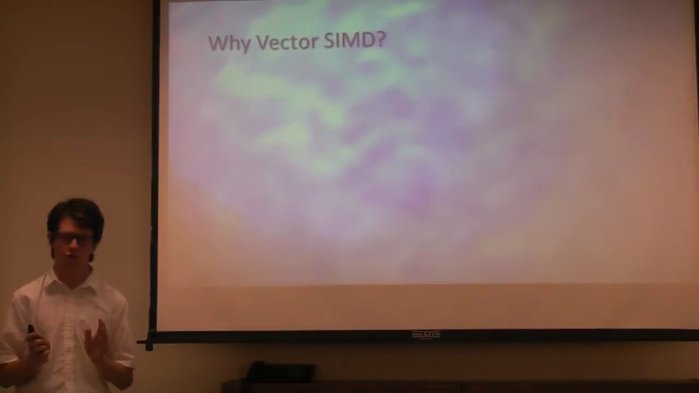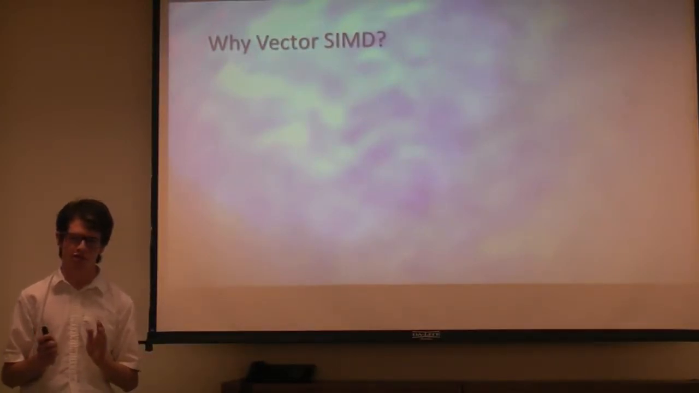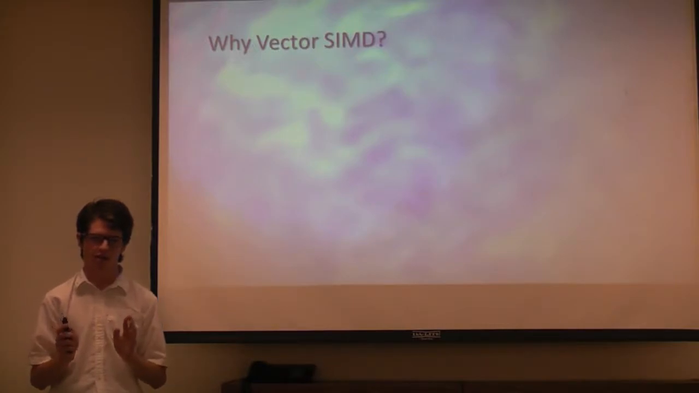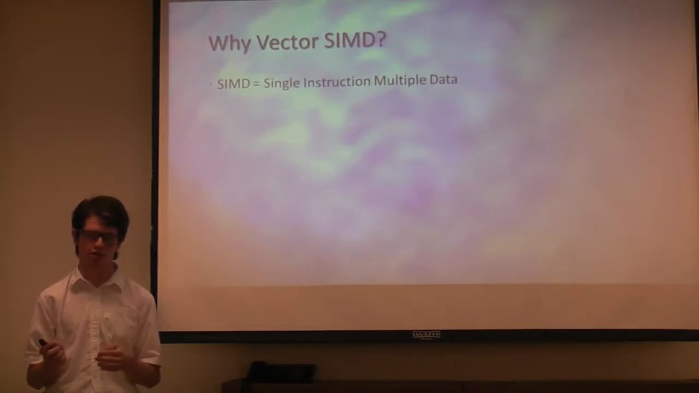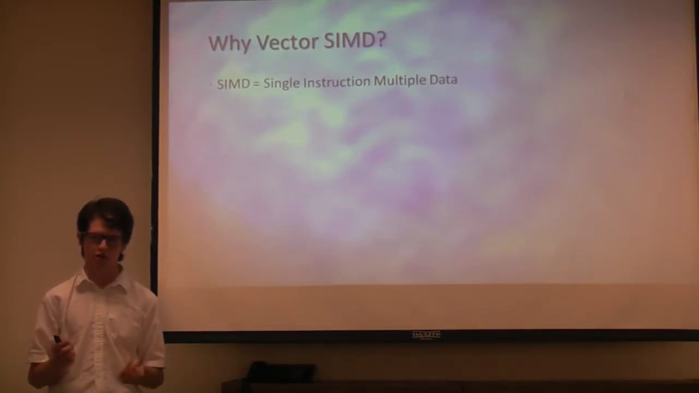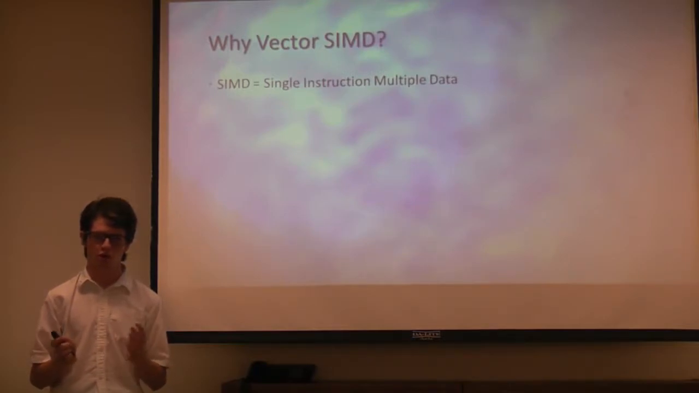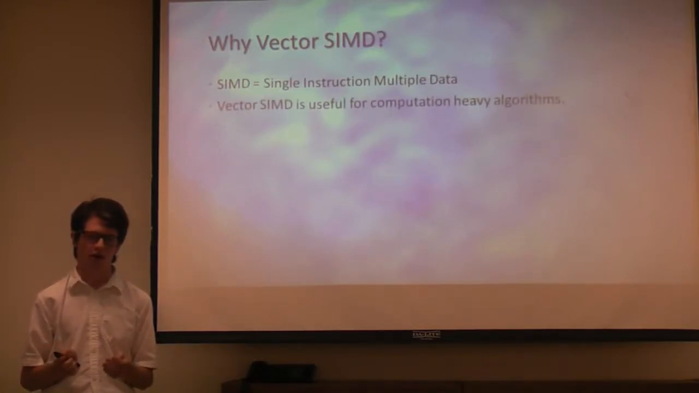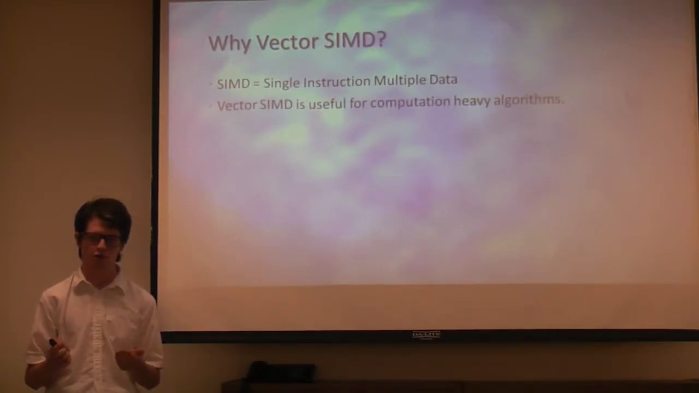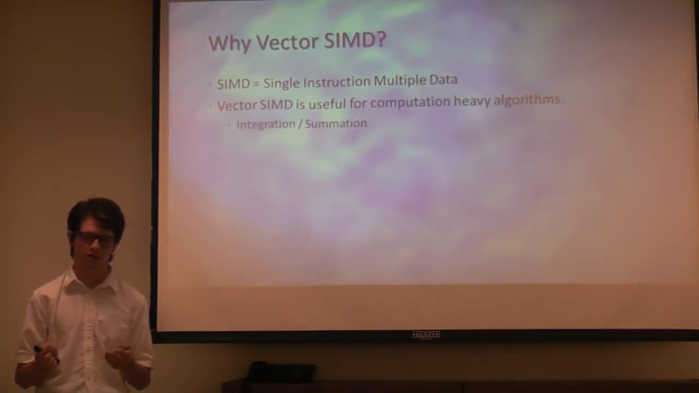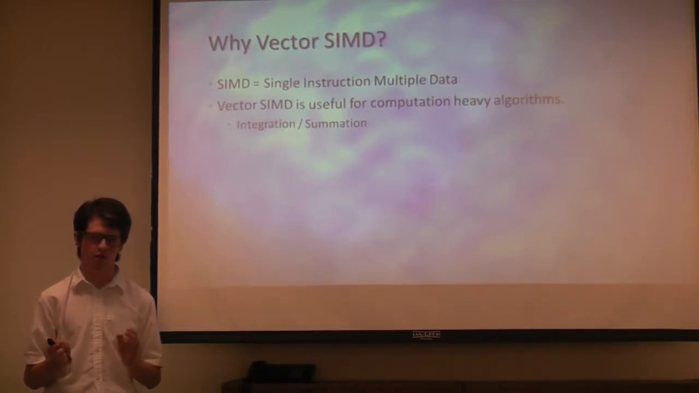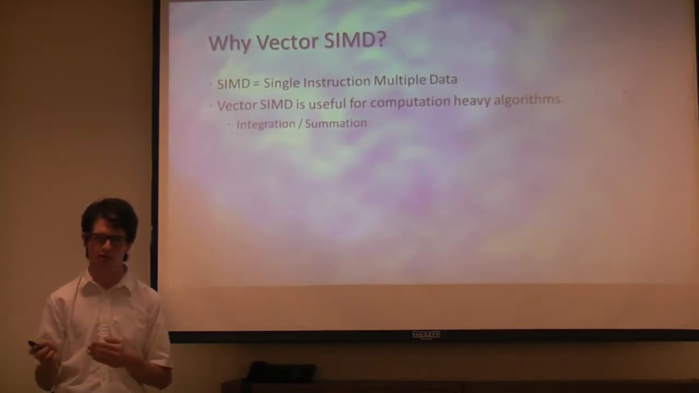Now we're going to talk about why we're using vector SIMD. Vector SIMD is the main highlight of MIPS RIU. SIMD stands for Single Instruction Multiple Data, so each instruction is able to operate on 4 words, 4 32-bit words. Vector SIMD would be useful for computation-heavy algorithms. So integration and summation, major calculus features like this would be very useful to have SIMD incorporated into. And we'll actually go into an example with that today.